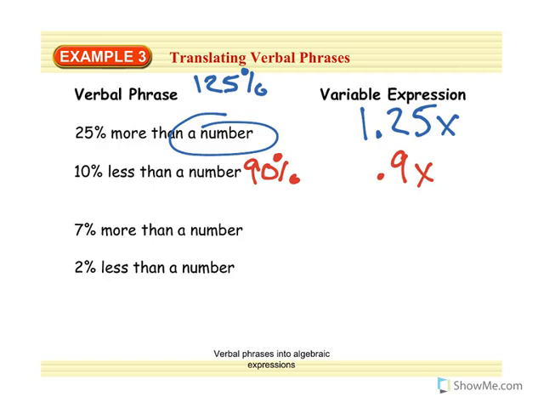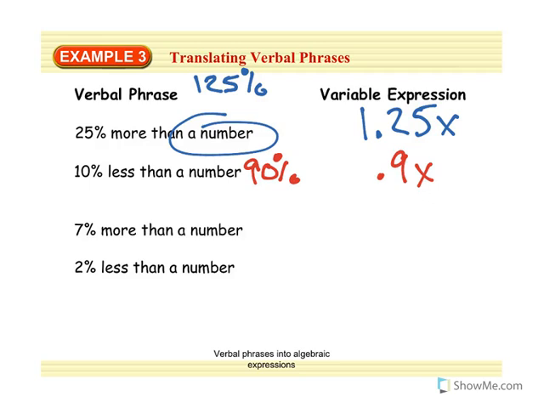So as a general guideline with these percent problems, and these are not, in the grand scheme of things, supremely important. We generally don't see this on the Regents. We see it very rarely on the state test. But it's something we should be able to do, and it ties in very nicely with our lesson. If it's more than a number, you're going to add that percent to 100%. And if it's less than a number, you're going to subtract that percent from 100%. So let's go to the next one.